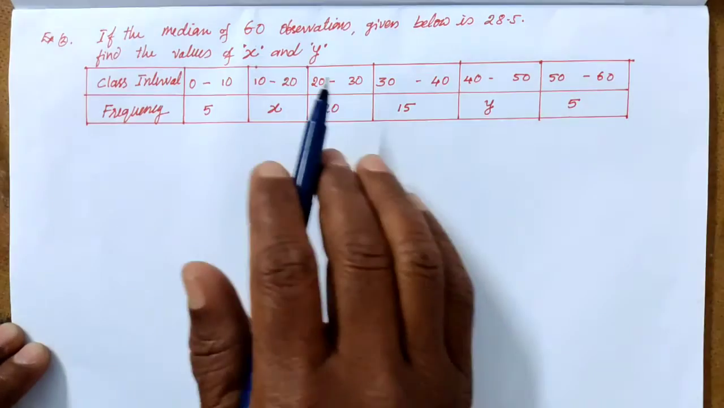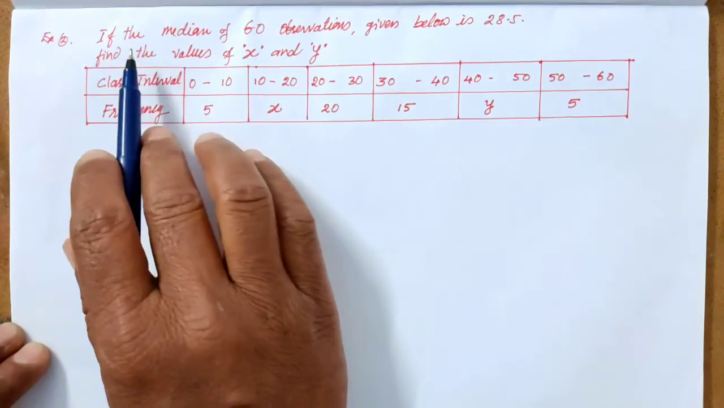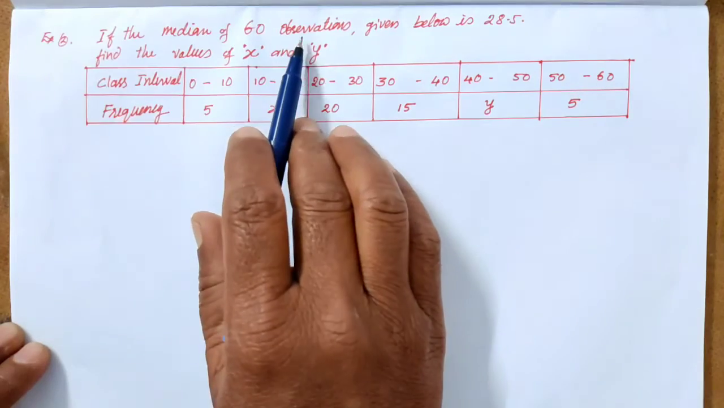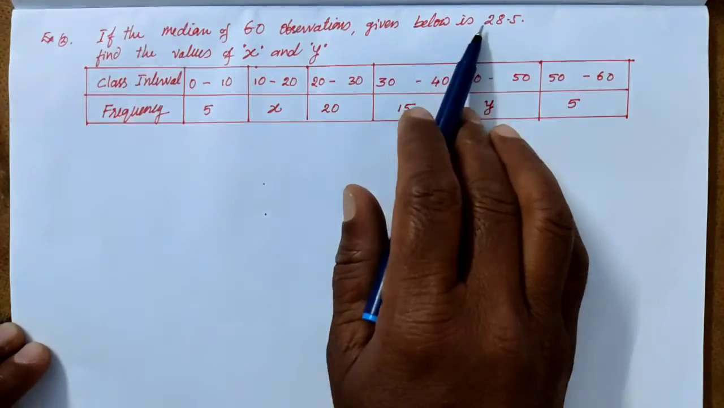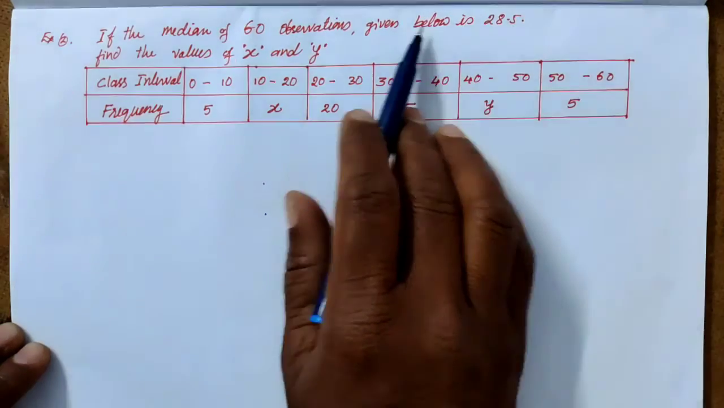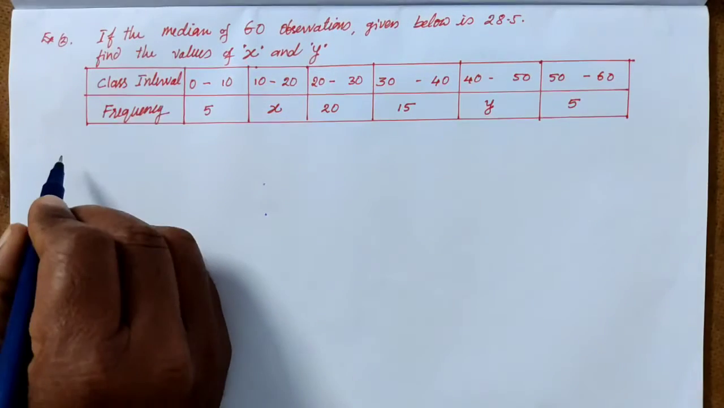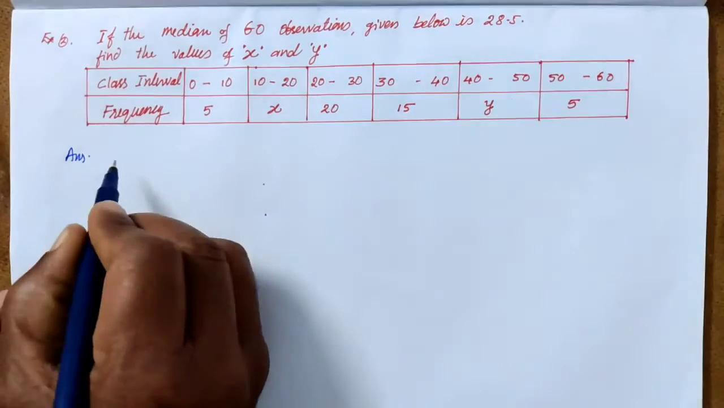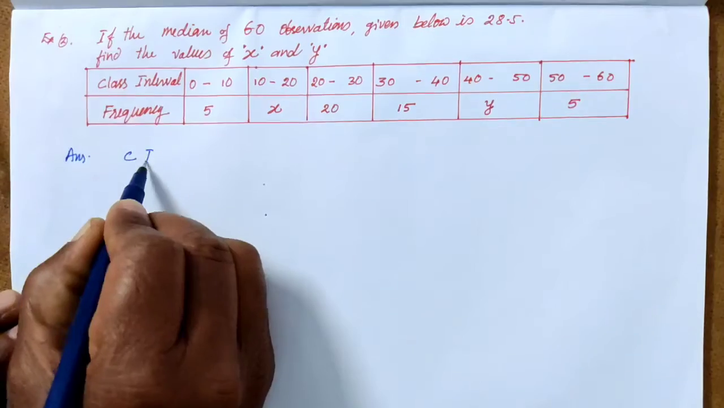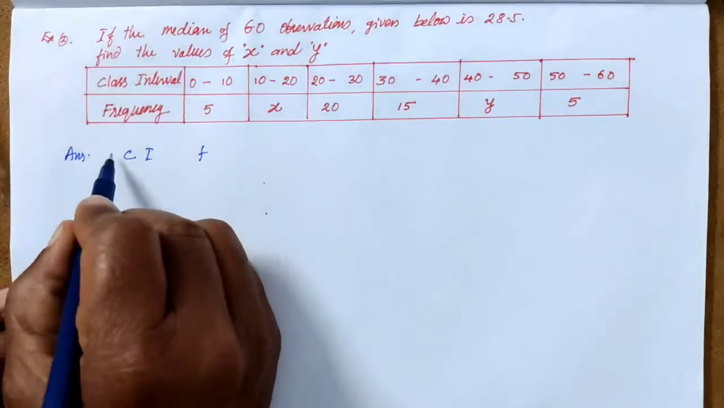If the number of observations is 60 and the median is 28.5, for this data we have to find x and y. So rearrange the data: class intervals, frequency.